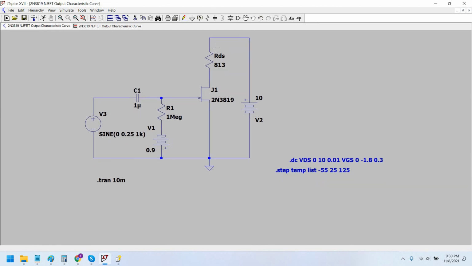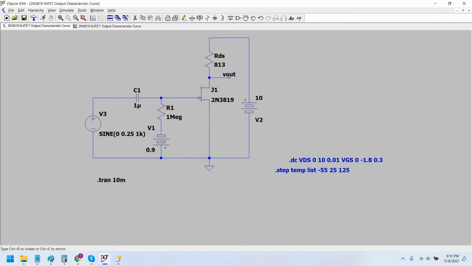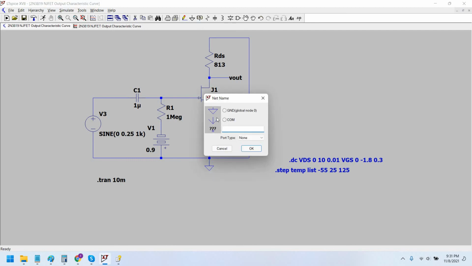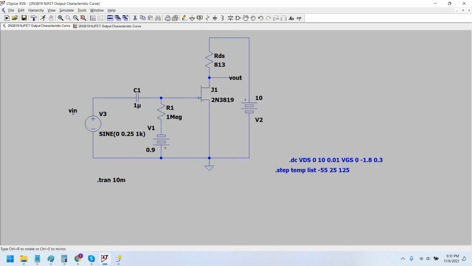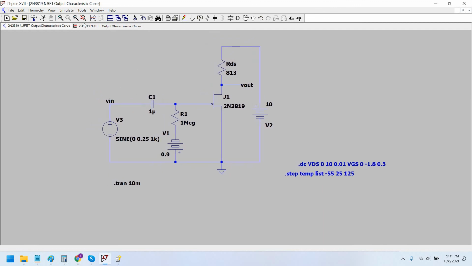Okay, just to tell you about the common source FET amplifier configuration, this is the same as the common emitter bipolar junction transistor, in the sense that the output has a 180-degree phase shift, out of phase with respect to the input. I have named this node V out, and this node V in, so we can have easy analysis.